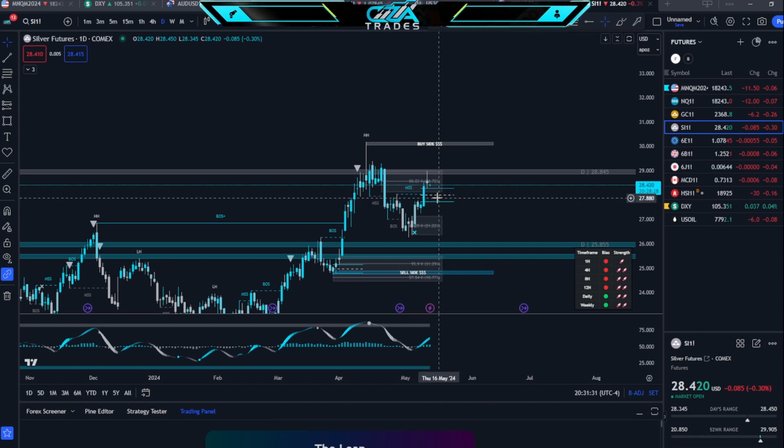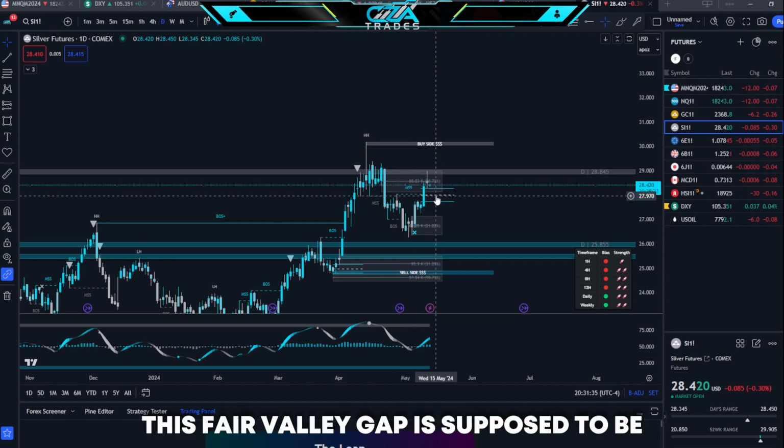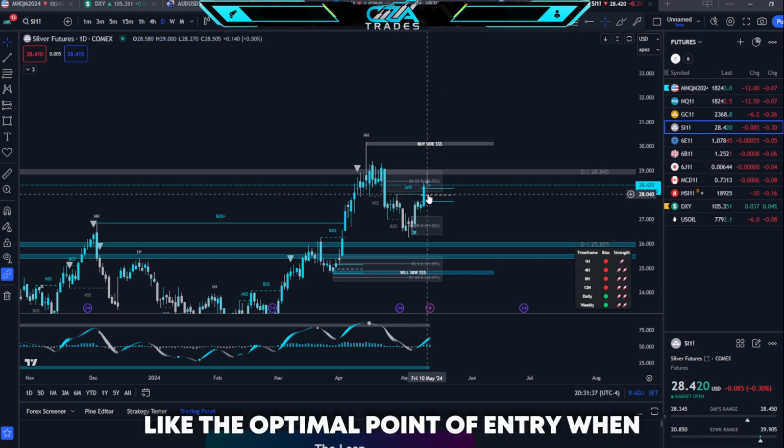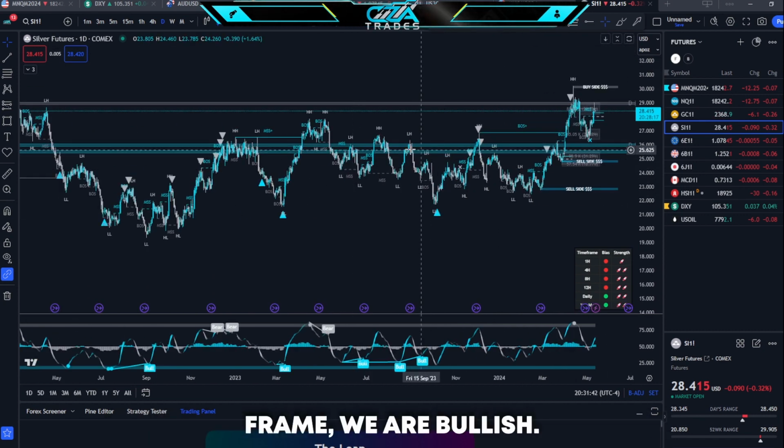That looks good. Check this out. Daily, we have a fair value gap. We have a market structure shift. This fair value gap is supposed to be like the optimal point of entry when we're looking for trading with the trend. Trading with the trend on the higher time frame, we are bullish.